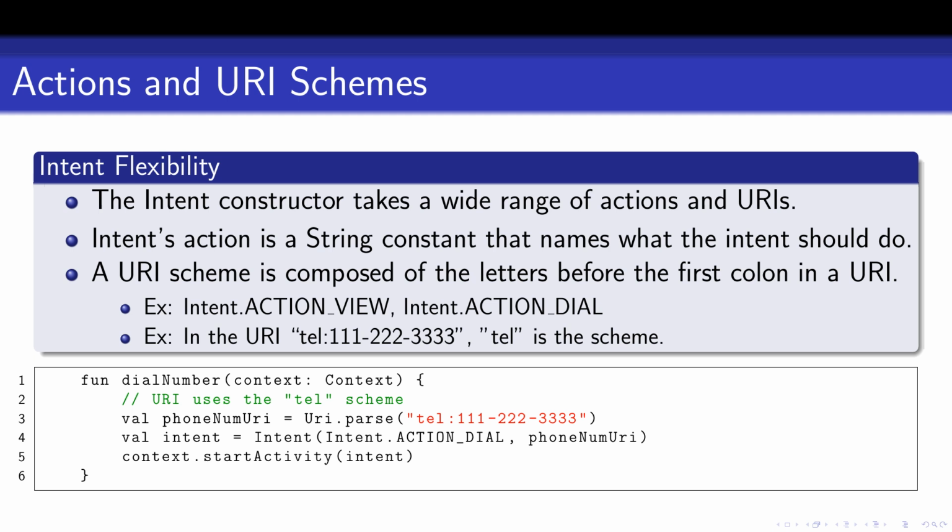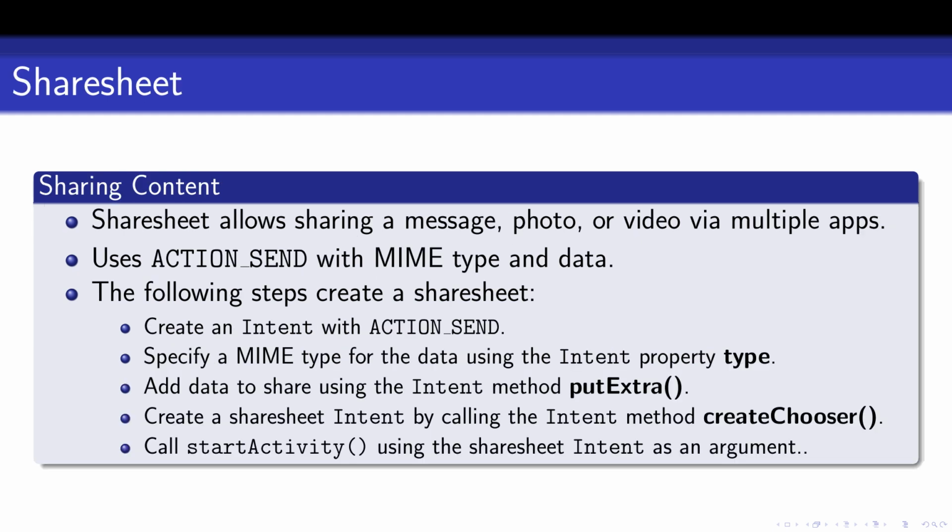To make your app more interactive, you can implement a sharesheet using ACTION_SEND intents. This lets users share messages, images, or other data through their favorite apps like Messages, email, or WhatsApp. You specify the MIME type and data, and use createChooser to display the sharing dialog.